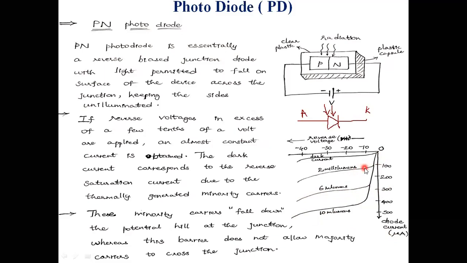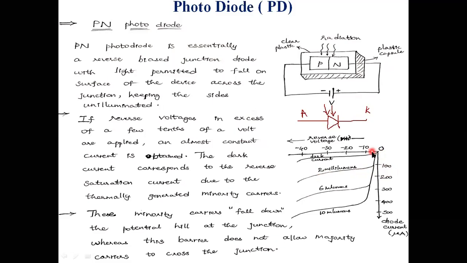Similarly, the constant parameter is 2 millilumens. In order to obtain 2 millilumens of light observed, the constant current flow is 100 microamperes here.